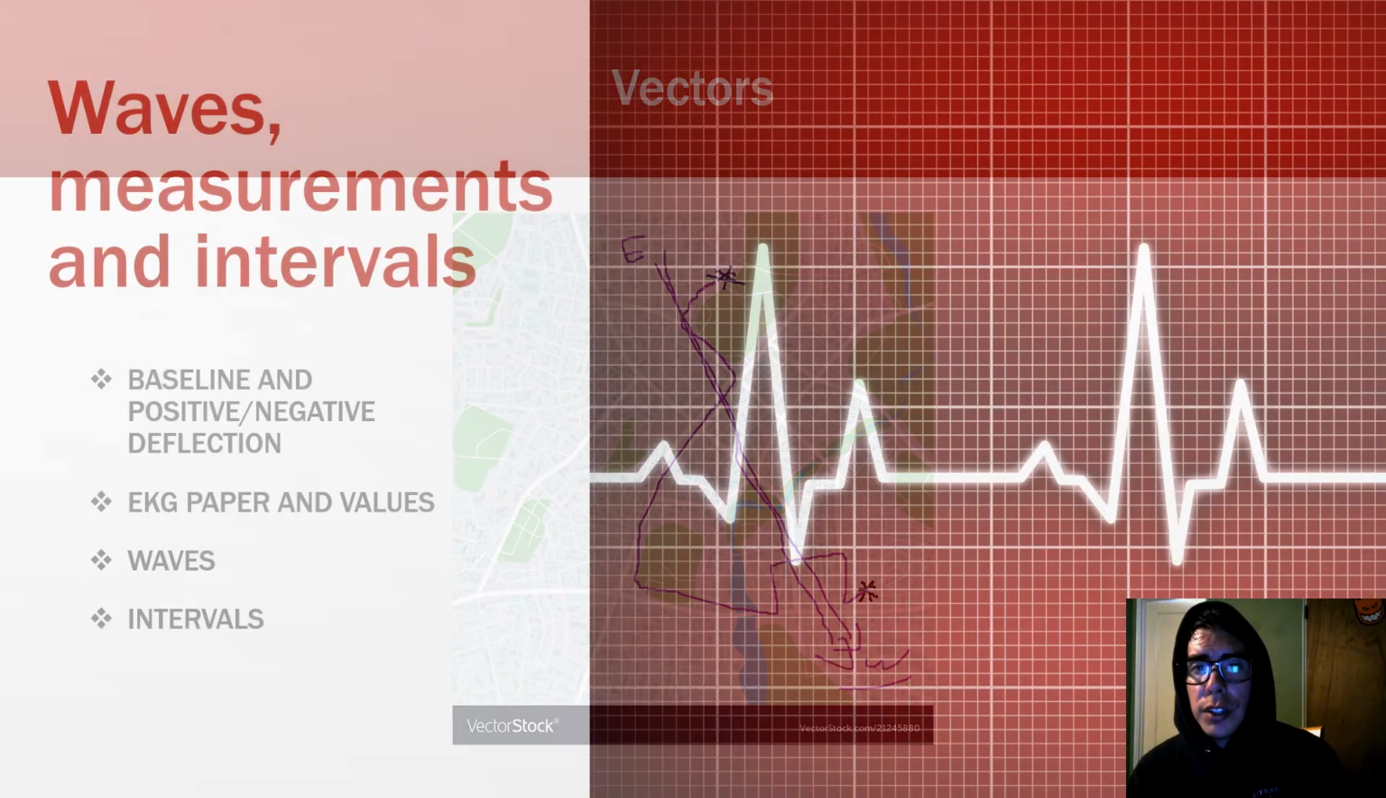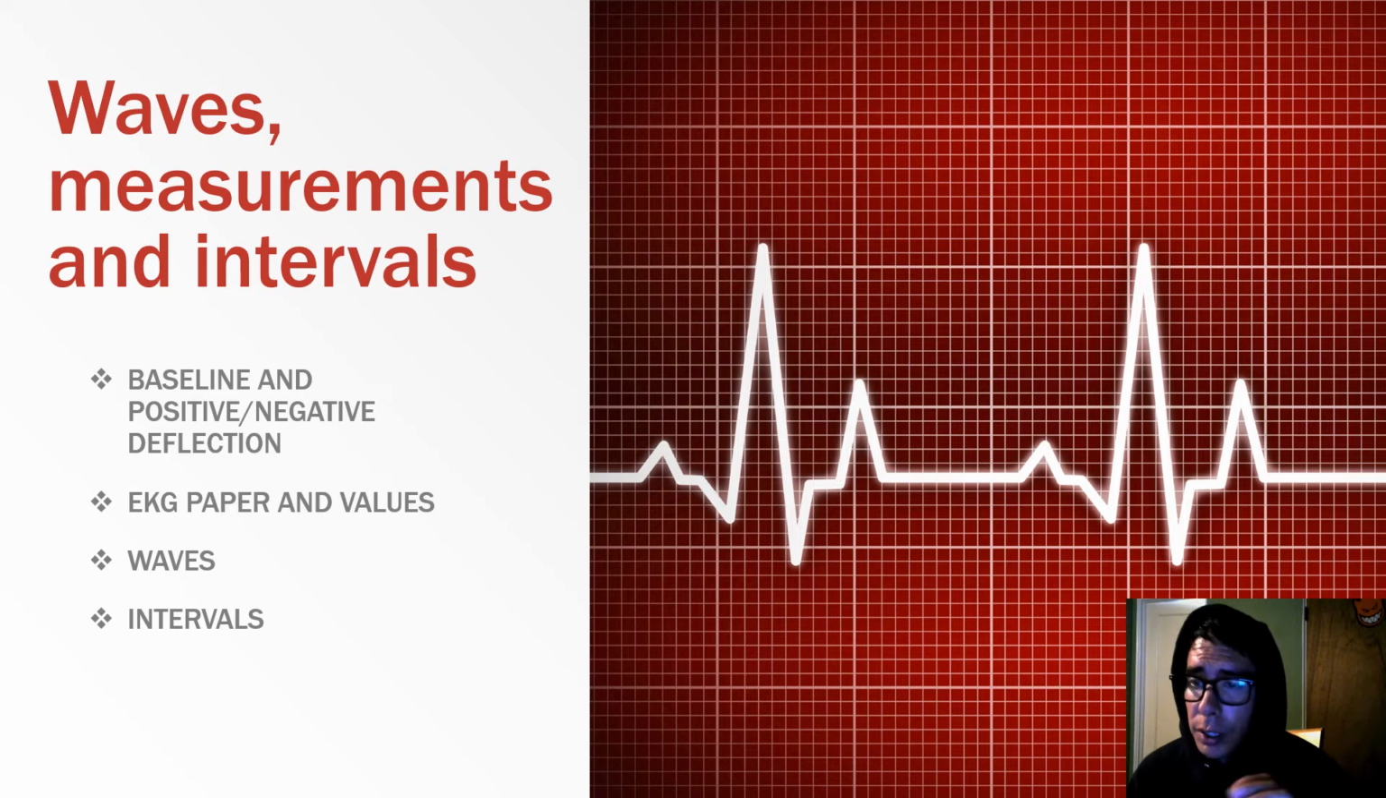And vectors are going to have to do with what we talk about in this section. So we're going to talk about positive and negative deflections on a tracing, an EKG or ECG tracing. We're going to talk about the paper itself and what it means, the different graph things like you see in the background here. We're going to talk about waves and intervals.